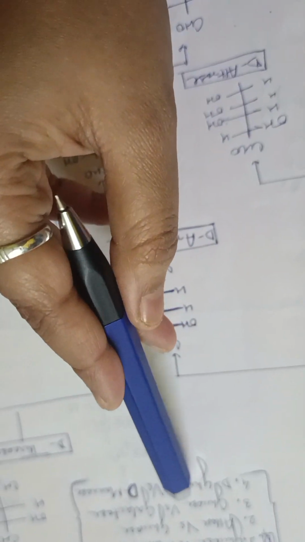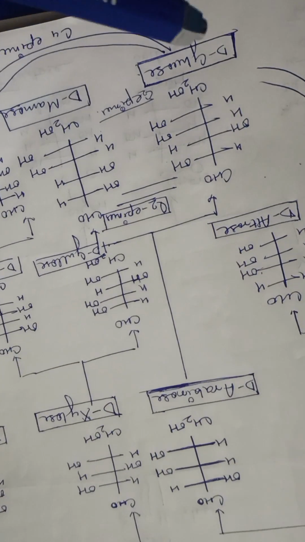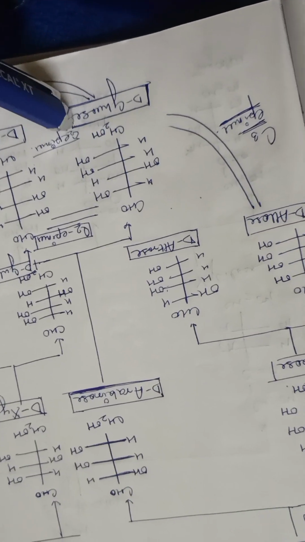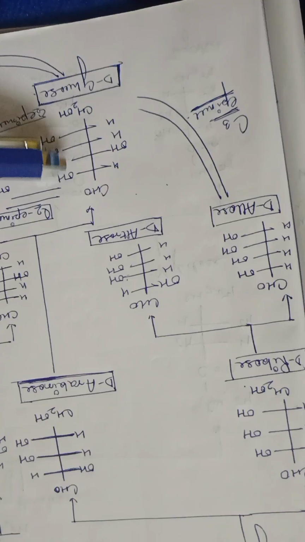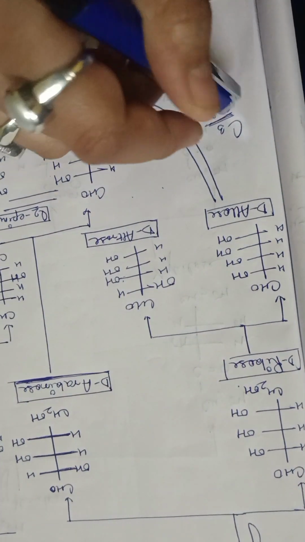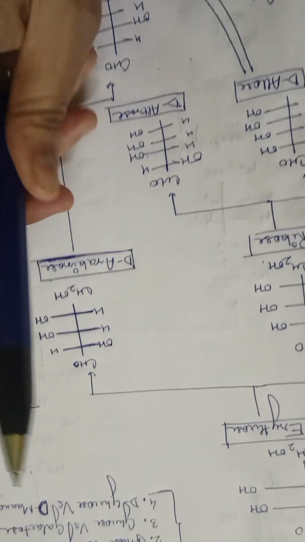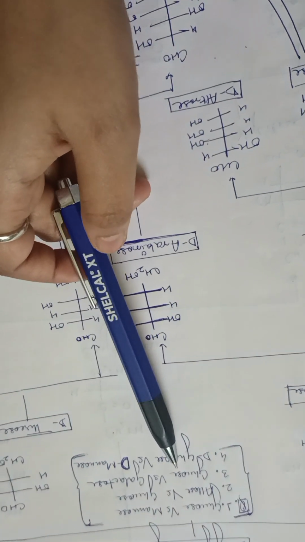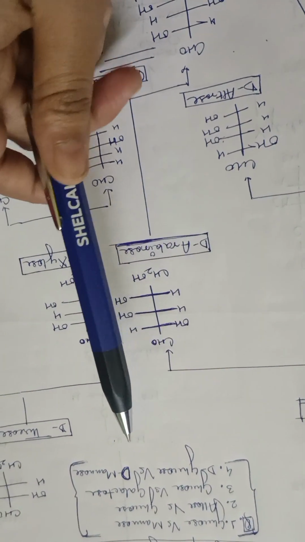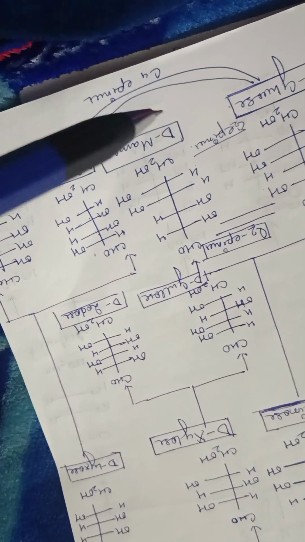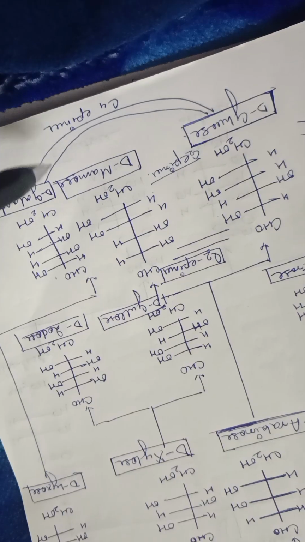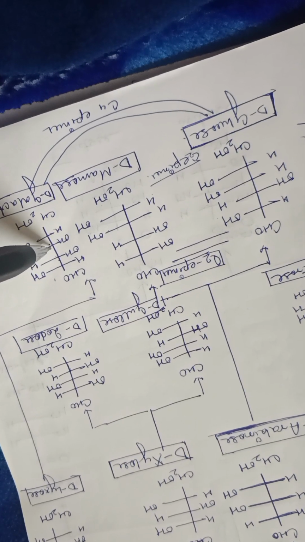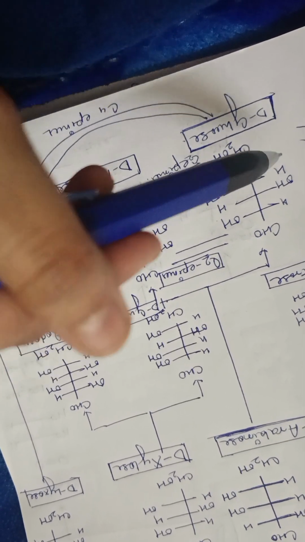Okay, next question is allose versus glucose. So this is my glucose, this is allose. You can see that there is a change in the carbon 3. So they are C3 epimers. This way you need to do the questions. Glucose versus galactose, over here. You can see a change in the carbon 4. So they are C4 epimers.